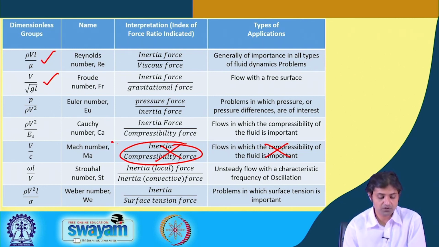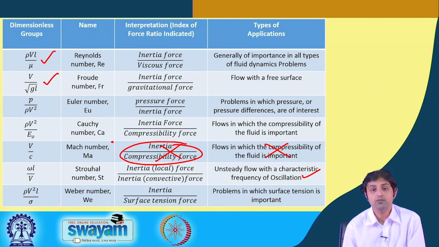There is another number called Strouhal number. The Strouhal number is given by omega L by V. It is the ratio of the inertial forces, local forces by inertia convective forces. It is important in unsteady flow with the characteristic frequency of oscillation. This also plays an important role. Finally, there is one number called Weber number, WE, which is the ratio between the inertia and the surface tension forces.